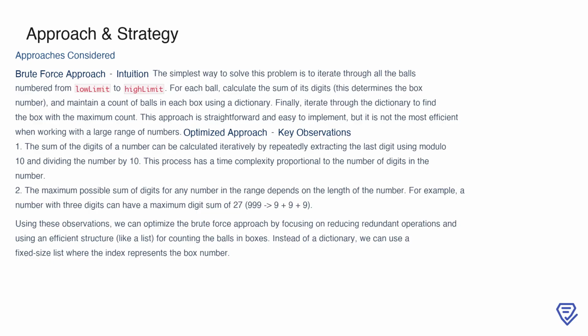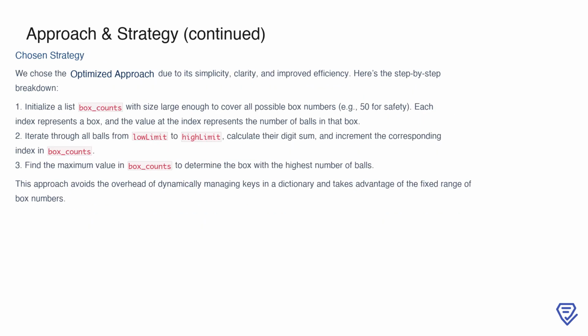Another important insight is that the maximum possible digit sum depends on the length of the number. For instance, a 3-digit number like 999 has a maximum digit sum of 27. With these insights, we can shift from using a dictionary to a fixed size list, where each index directly represents a box number, reducing overhead and enabling faster operations. The optimized approach was chosen for its simplicity, clarity, and efficiency.